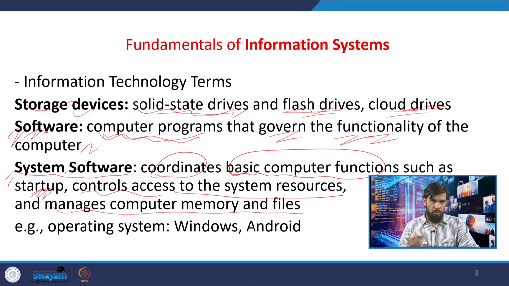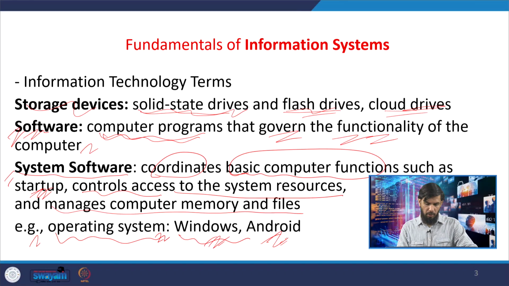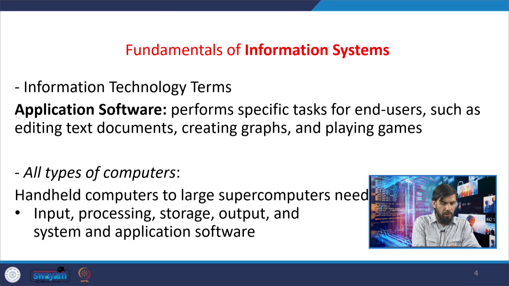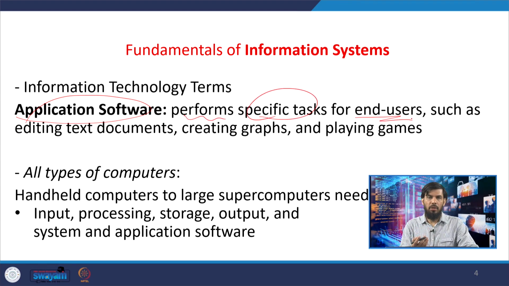And the startup, how the system boots up, is also categorized under system software. Examples: the operating system is a typical example of system software. Products include Windows, mainly for laptops, notebooks and desktops, and Android, mainly for smartphones, tablets and the like. Moving on, the next category within software is application software. Application software performs a specific task for end users. End users are not interested in file management, memory management, startup and controlling resources and all that.